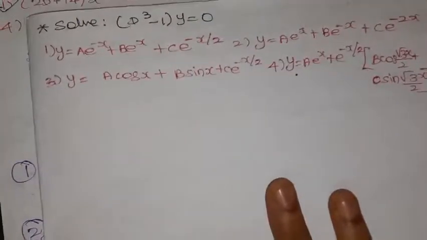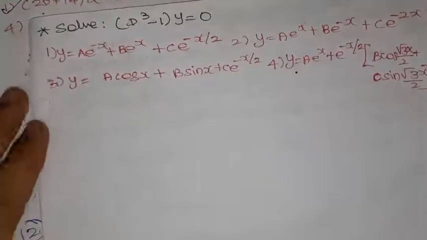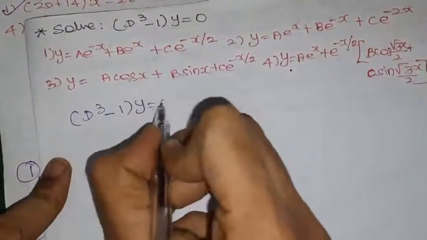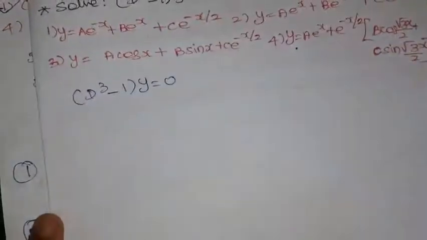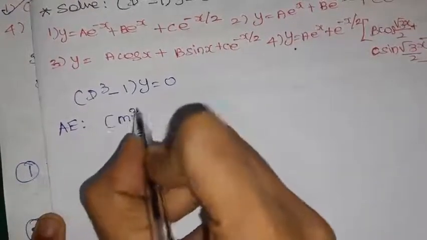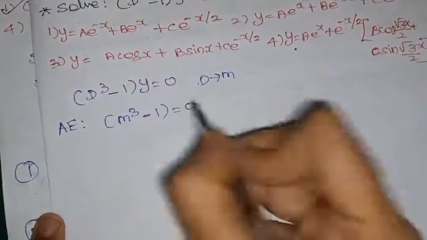D cube minus 1 into y equal to 0. So just solve this equation. D cube minus 1 into y equal to 0. What is the first step to form the auxiliary equation? So replace d by m. M cube minus 1 equal to 0.